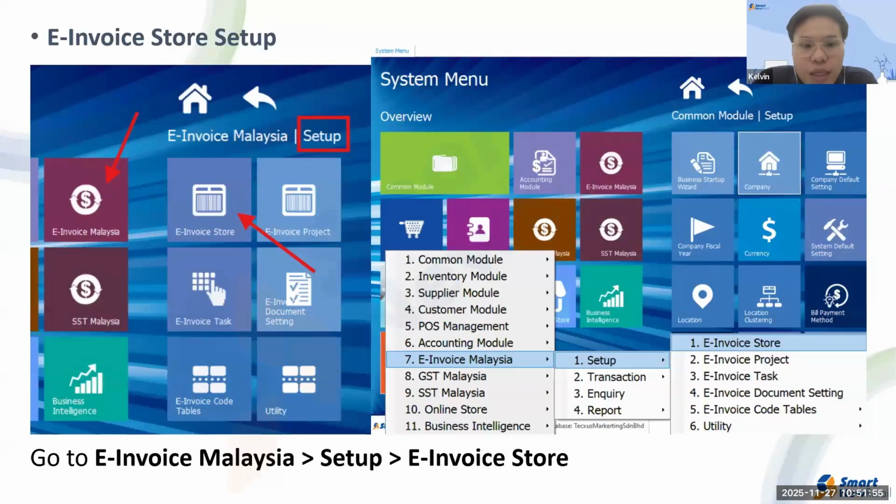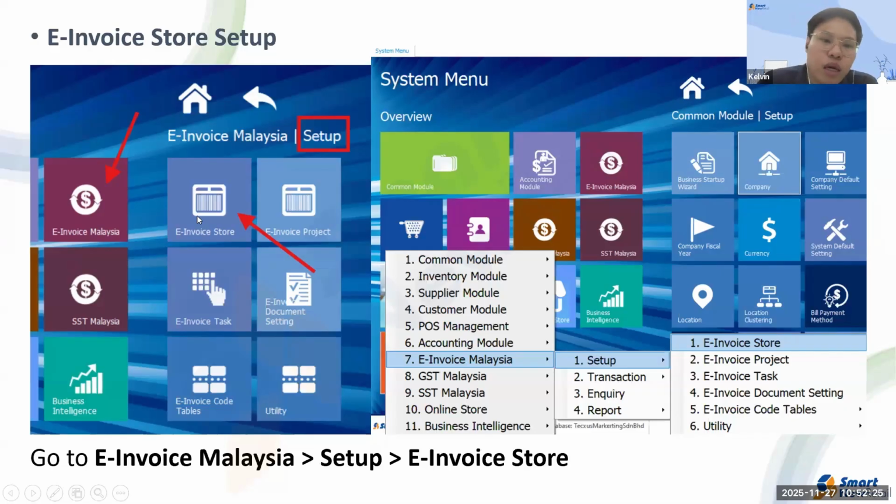Okay, so after we enable our setting, now we can proceed with e-invoice store setup. So how do we go to the e-invoice store setup? We can look for the e-invoice Malaysia panel here. Click for e-invoice panel. Right side, click for setup. Then you may look for e-invoice store.